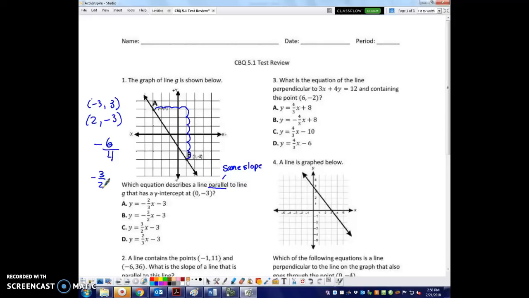Okay, now the same slope, so that means this one needs to have -3 over 2 as a slope. It's not that one. It's not that one. It's not that one. Ta-da! That's all you had to do.